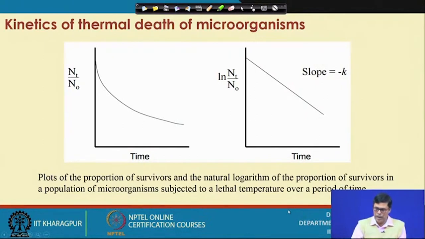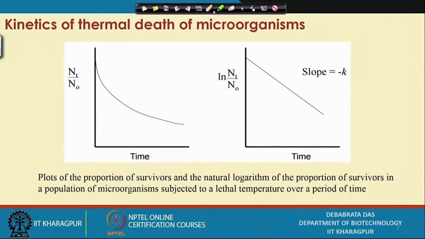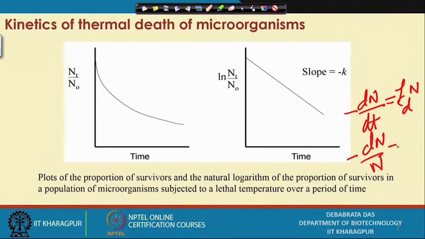Now, this is the plot that we have. This is exactly why I was discussing minus dN by dt equals kd into N. Am I right? So, this is the straight line plot. If you write it like this, dN by N equals minus kd into dt. Am I right? Now, if you plot, this is equal to d ln N equals minus kd into dt. So, this will be a negative plot here.